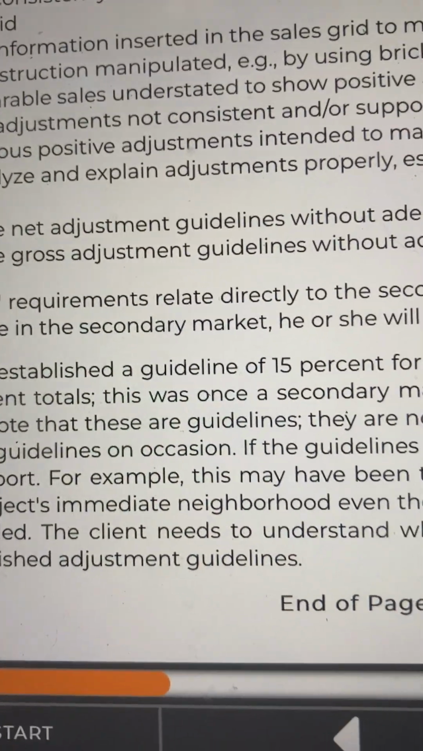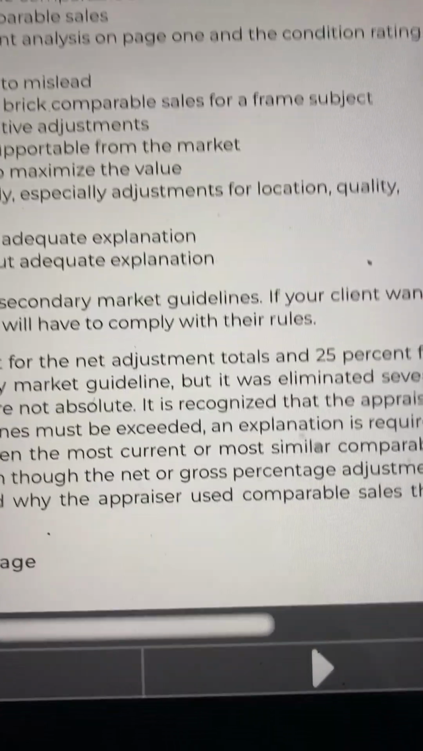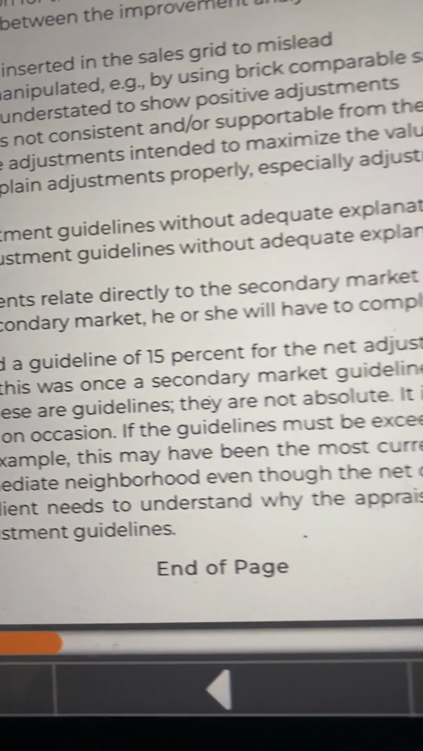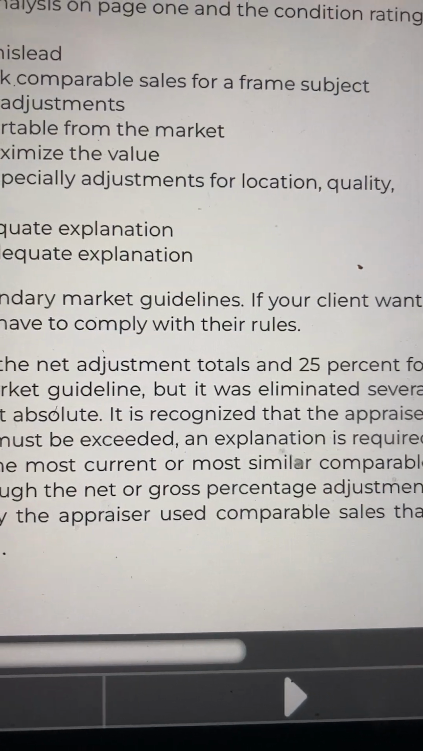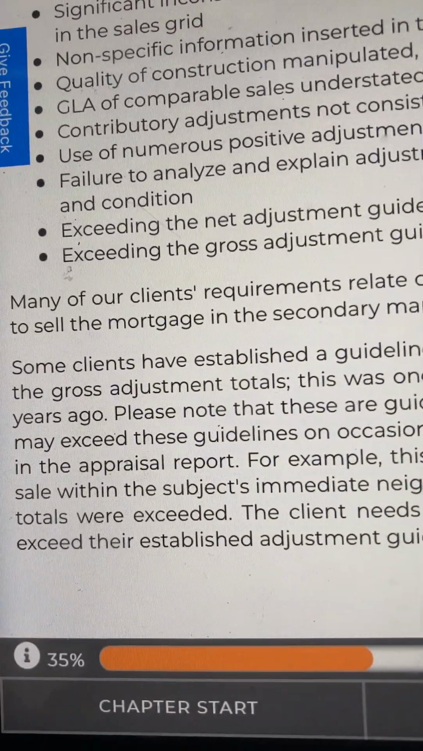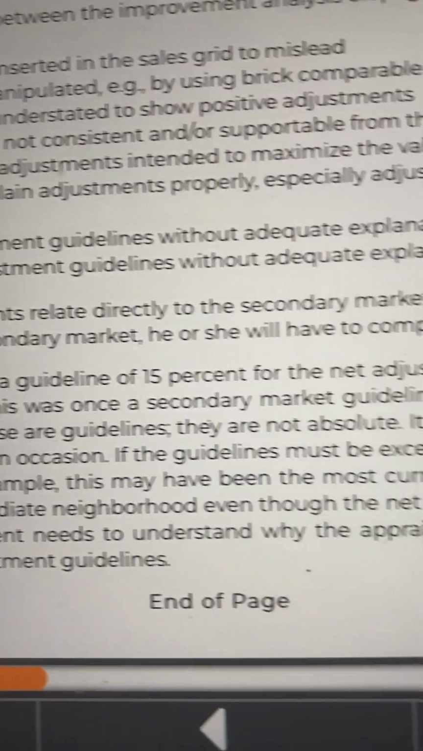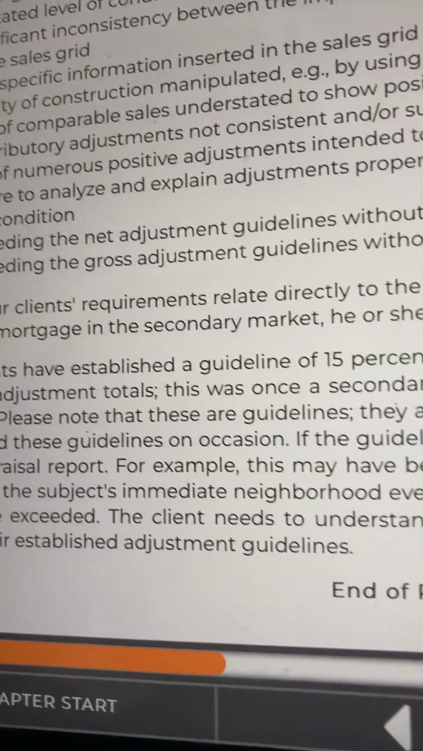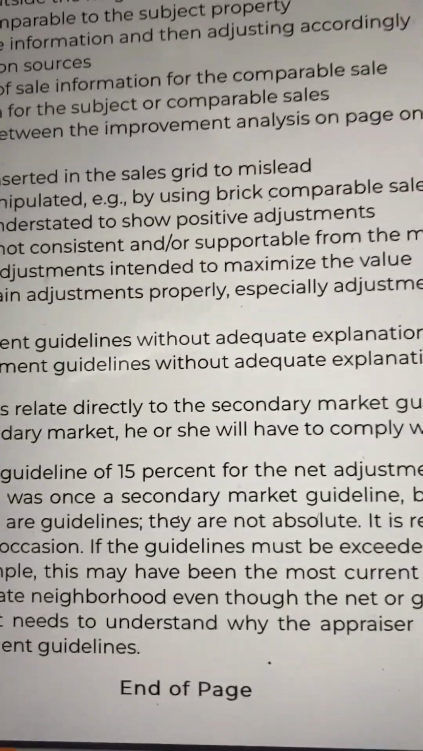For example, this may have been the most current or most similar comparable sale within the subject's immediate neighborhood, even though the net or gross percentage adjustment totals were exceeded. The client needs to understand why the appraiser used comparable sales that exceed their established adjustment guidelines. End of page.